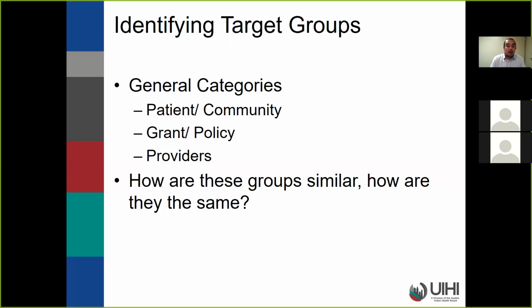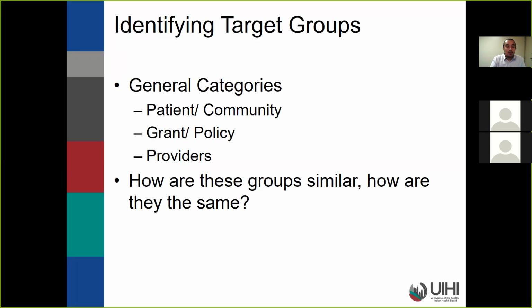So in this type of situation, I like to start off with 3 general categories. In this situation, I group patient and community together, grant policy, and then providers. As with anybody who's consuming information, a lot of these groups are very similar, and a lot of them have things that are quite the same, but to that same end, there are also a lot of things that make each unique.